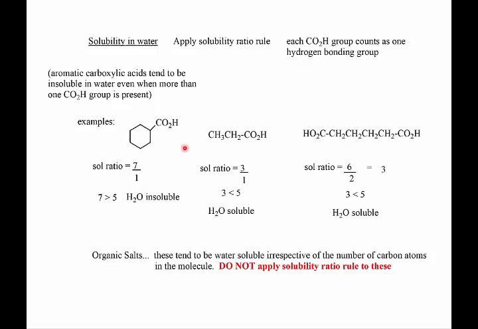That's the way it works. It counted as just one hydrogen bonding group. So in doing this, the solubility ratio rule for this compound: the total number of carbons is 6 and 1, or 7. Divide that by 1, and then you compare that to 5. If it's equal to or less than 5, you predict it to be water soluble. If it's greater than 5, you predict it to be water insoluble. 7 is greater than 5, so we'd say this compound is water insoluble.